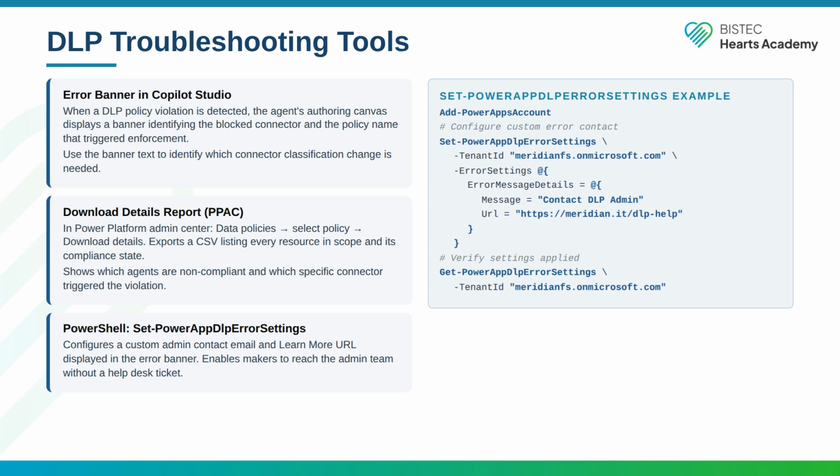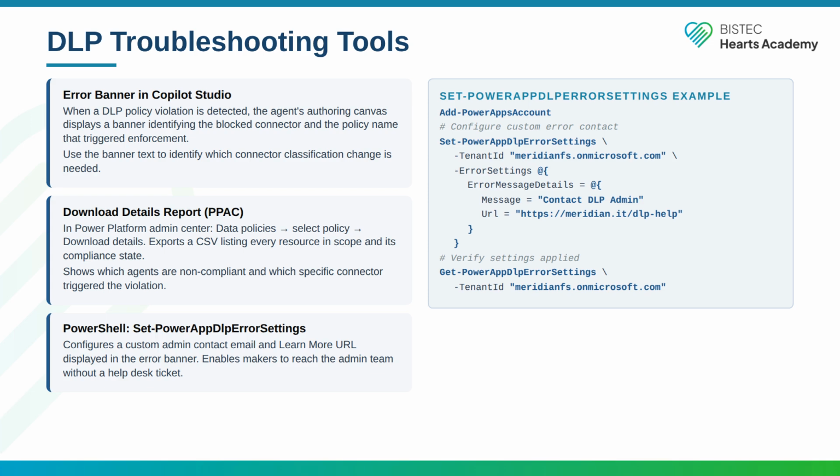When a DLP policy violation is detected on an agent, the authoring canvas displays a banner that identifies the blocked connector and the name of the policy that triggered enforcement. The banner is your first stop. It tells you exactly which connector classification change is needed to resolve the violation. Read the banner text before looking anywhere else.